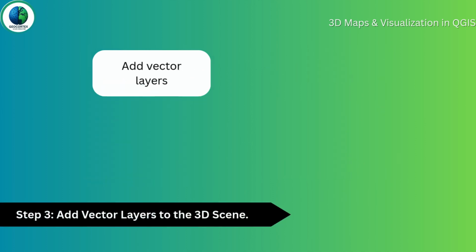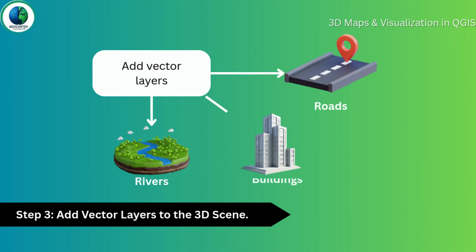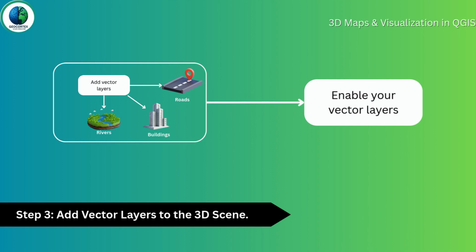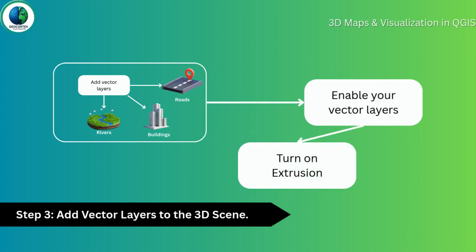Let's add vector layers like roads, rivers, or buildings. In the 3D configuration panel, enable your vector layers for building polygons. Turn on extrusion and use a height field, or set a fixed height if attributes aren't available.